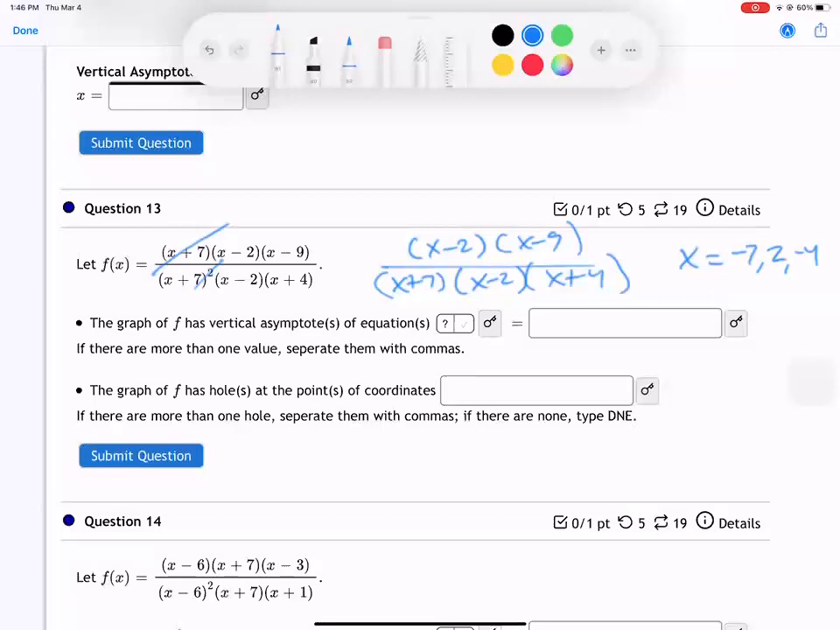The graph of f has a hole at what coordinate? Do we have any holes in this problem? We would have, but we still had a vertical asymptote there. So instead of drawing a hole, you will just draw the vertical asymptote because it's stronger than that hole. So we have no holes. Okay, that's it.